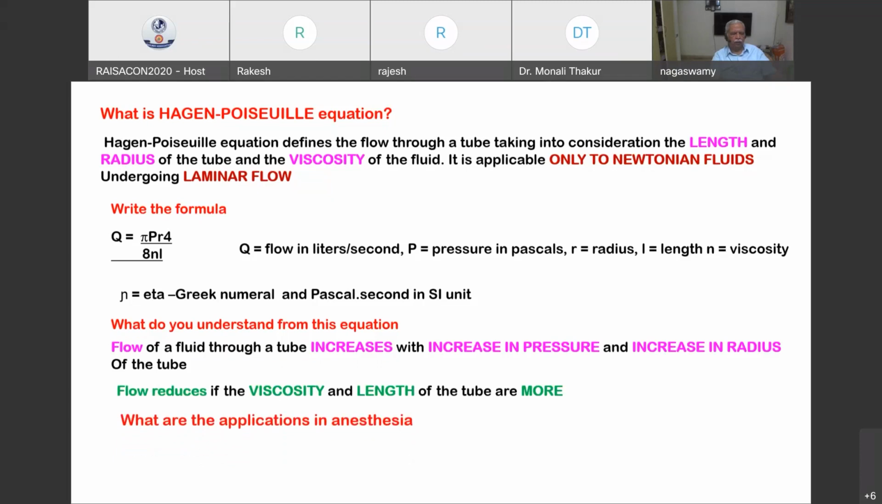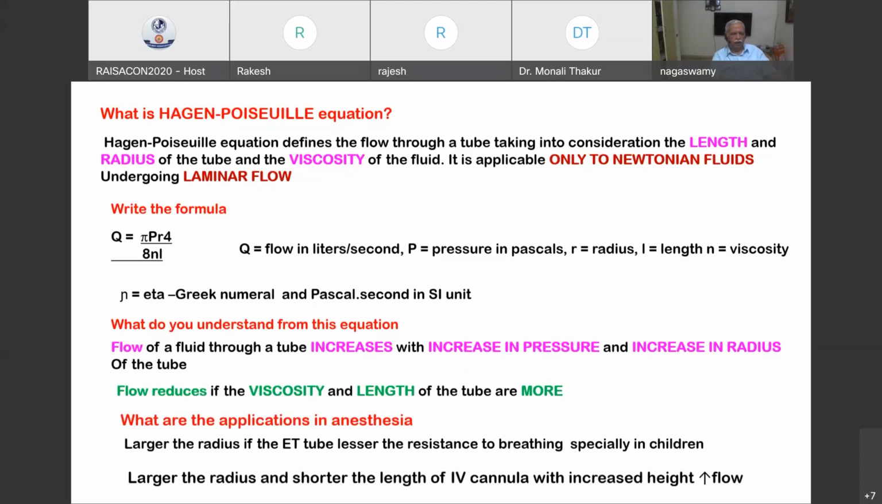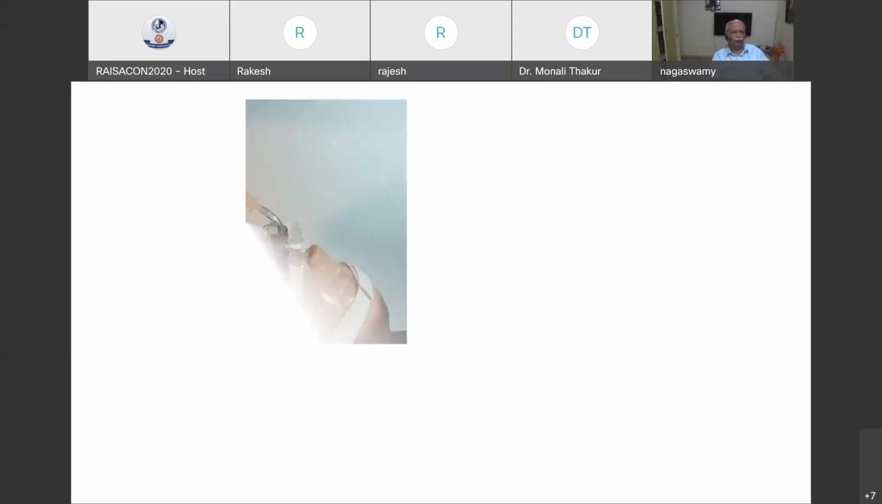So what are the applications in anesthesia for this? IV lines, IV cannula size, and mainly the endotracheal tube. The larger the radius of the endotracheal tube, the lesser the resistance to breathing, especially in children. And the larger the radius and shorter the length of the IV cannula, the greater the flow. Okay.